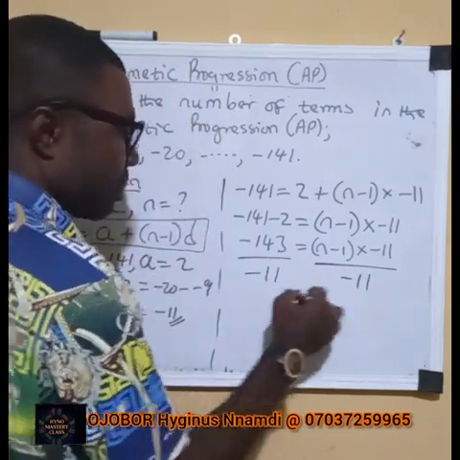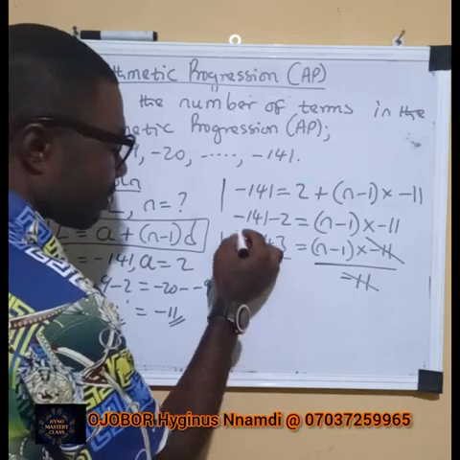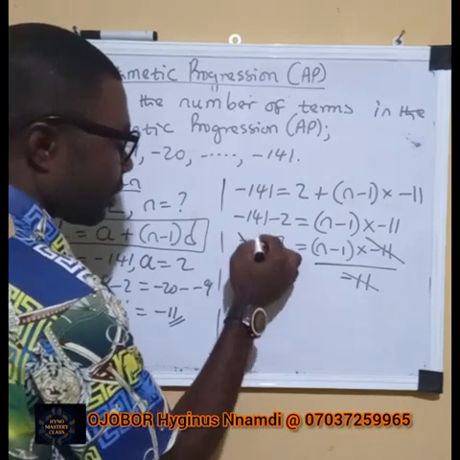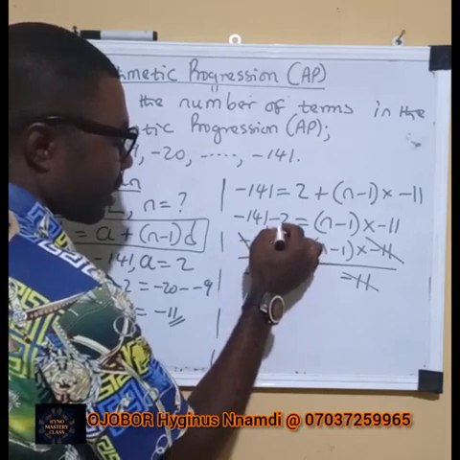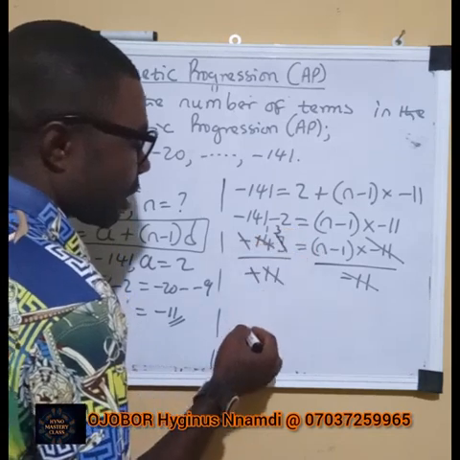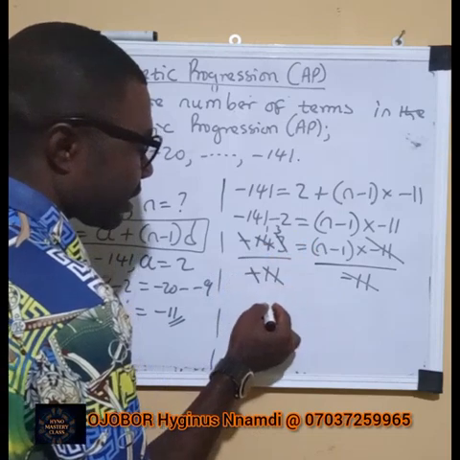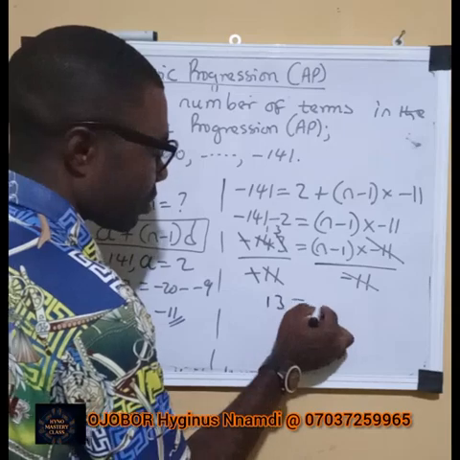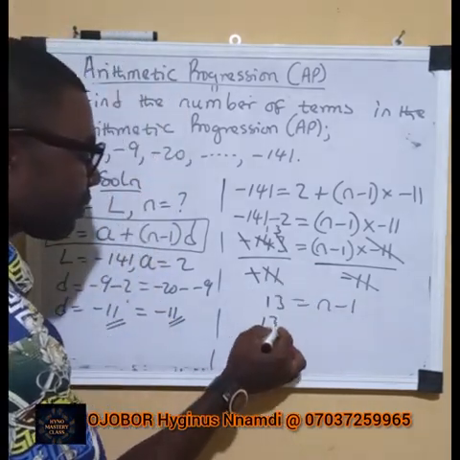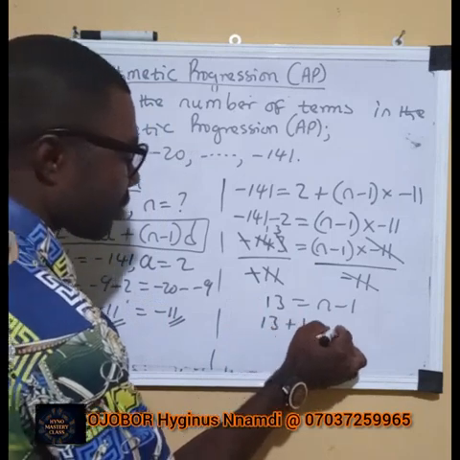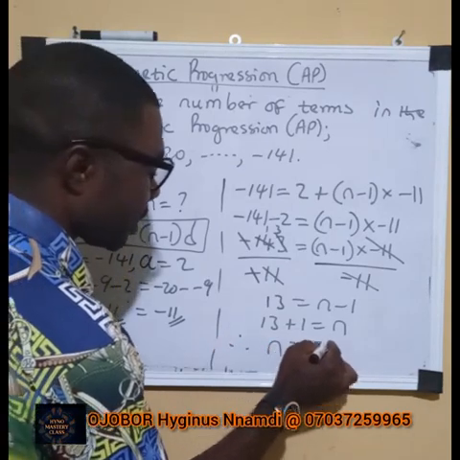Okay, so minus 11 here will cancel minus 11 here, and minus will cancel minus here. 11 here is going to give us, into 14 we have 1 remainder 3, into 33 we have 3. So that means 143 divided by 11 will give us 13. So we have 13 is equal to n minus 1. And then we can move this minus 1 to this side to have 13 plus 1 is equal to n. That means that n is equal to 14.